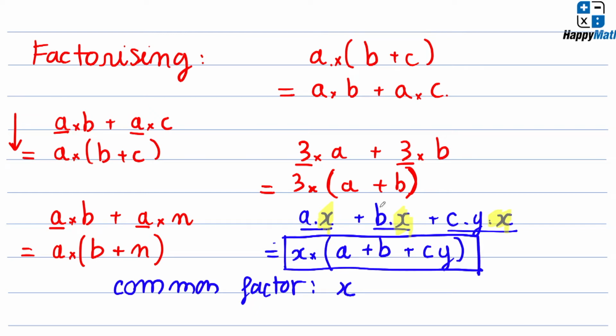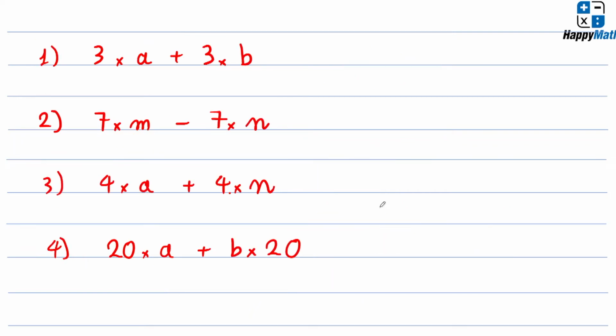Okay, let's practice this with some questions. The first question I have here is 3a plus 3b, and you can answer me about the common factor. So what is the common factor? I have 3 here, and 3 is the common factor. Take 3 outside. I take 3 outside, so I don't rewrite 3 anymore. Inside the bracket, only a first and b second. Okay, so this is the final result of question 1.